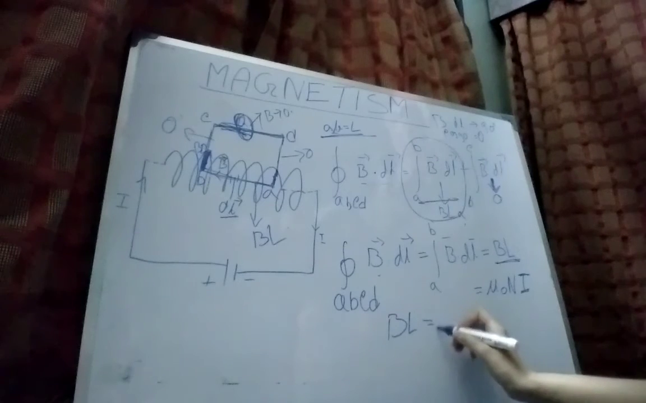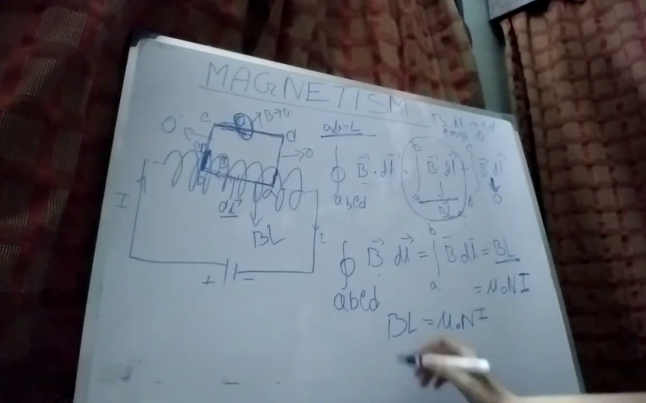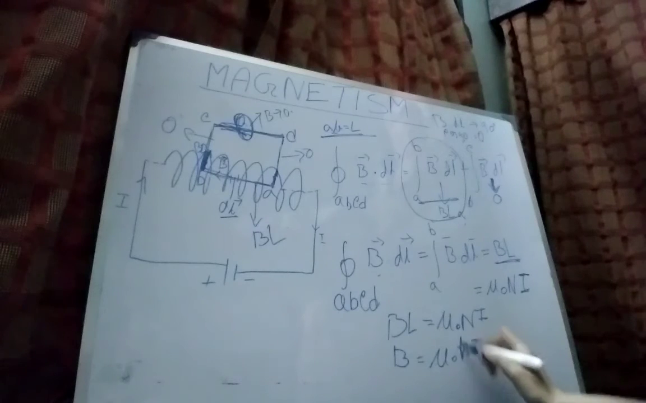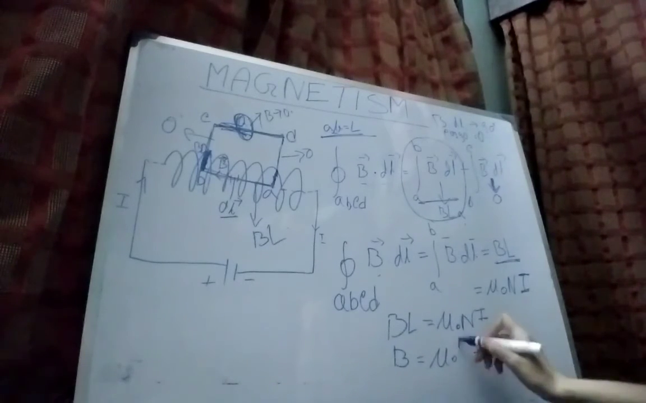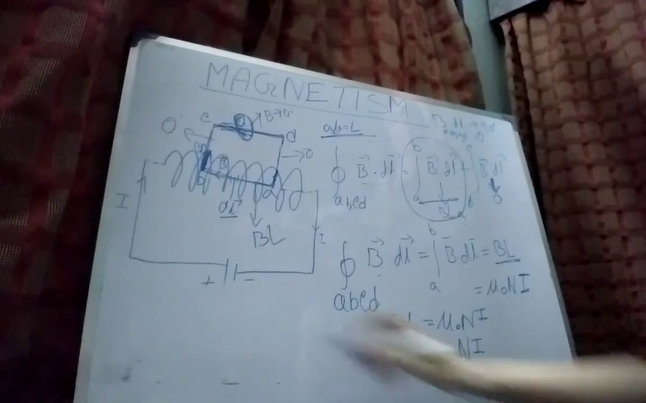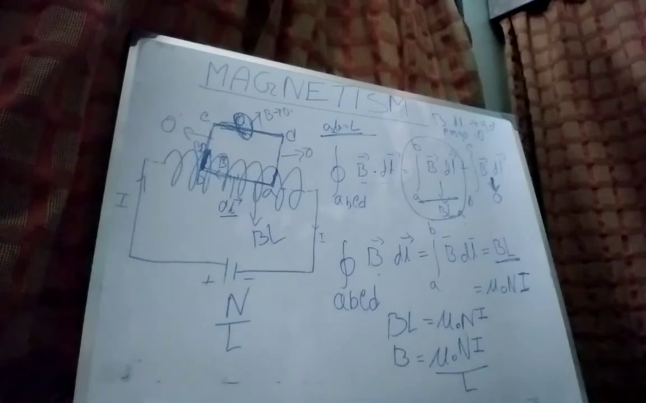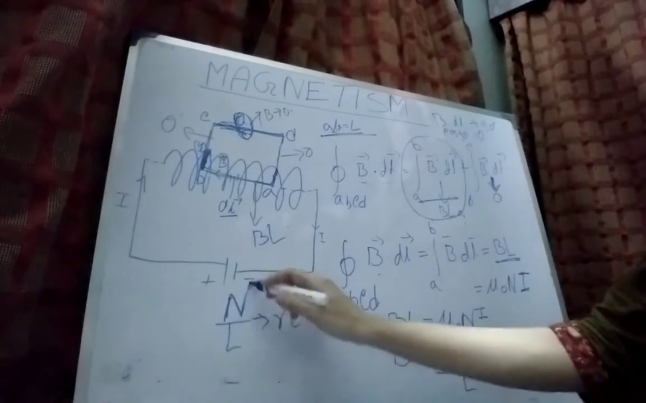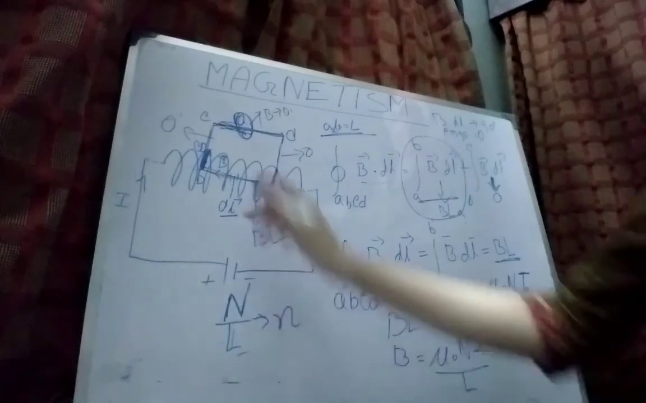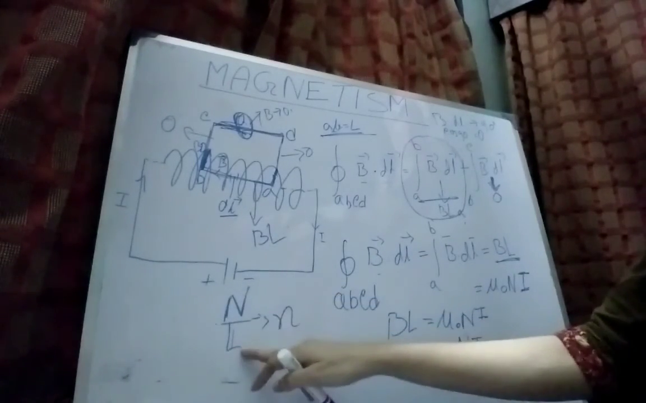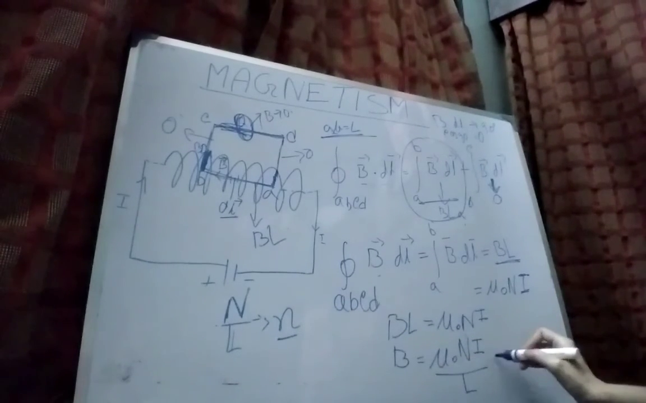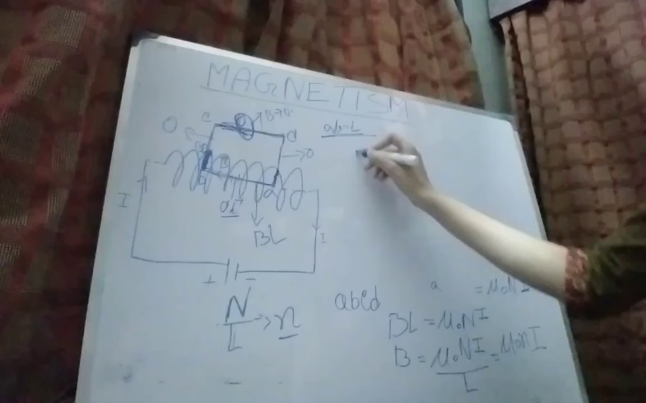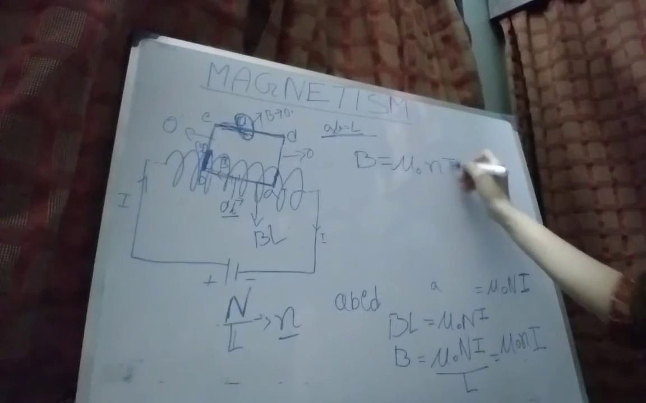So BL equals mu 0 N I, so B equals mu 0 N I by L, where capital N is the total number of turns. Now, what is N by L? N by L is the number of turns per unit length, that is denoted by small n. Capital N is the total number of turns and L is the length. So we can write B equals mu 0 small n I.